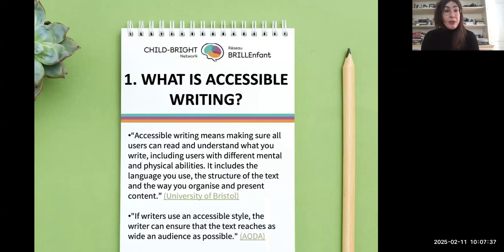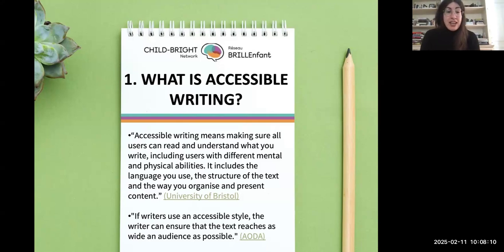So, what is accessible writing, and why is it important? I have two definitions up on the screen here right now, and I think they speak quite nicely to one another. The first one comes from a University of Bristol inclusive writing guide, and it reads, accessible writing means making sure all users can read and understand what you write, including users with different mental and physical abilities. It includes the language you use, the structure of the text, and the way you organize and present content.